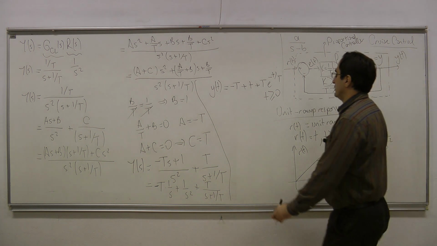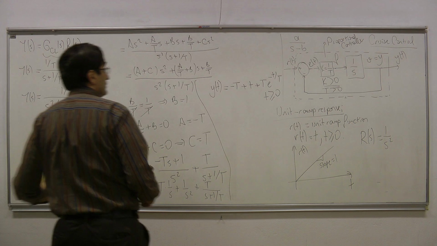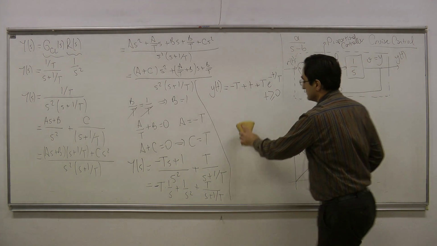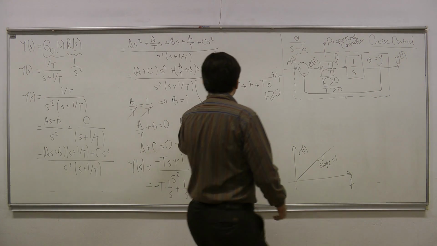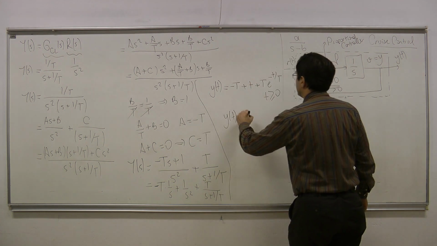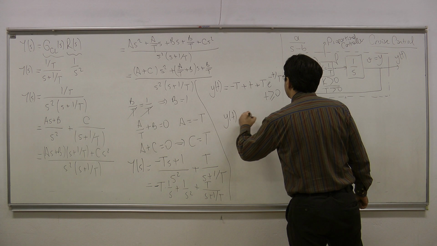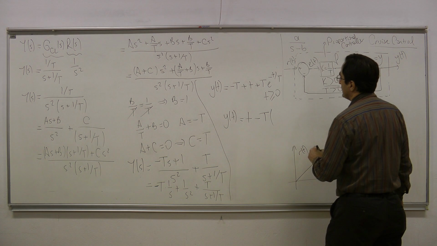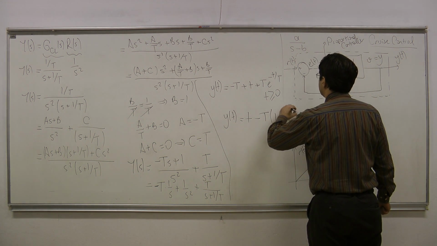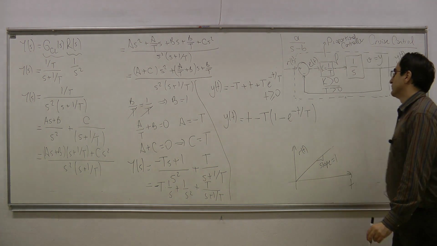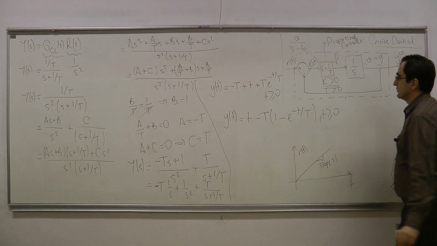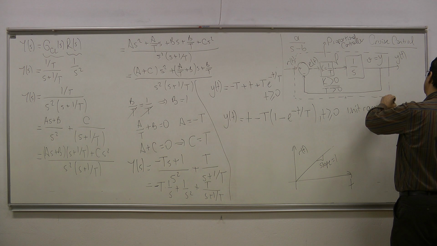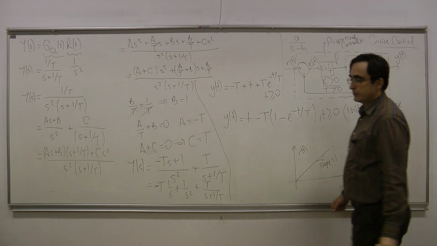So now let me try to arrange the terms here just a little bit, in a better way. I will write this as y of t. I will take the t term first, so it is t, and I would have a minus, in parentheses, capital T times 1 minus e to the minus t over capital T. Okay? So this is for t larger than or equal to 0. This is our unit ramp response, or just ramp response. Okay? These are the same thing.